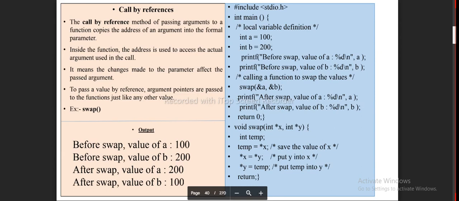Call by reference. The call by reference method of passing arguments to a function copies the address of an argument into the formal parameter. Inside the function, the address is used to access the actual argument used in the call. It means the changes made to the parameter affect the passed argument.